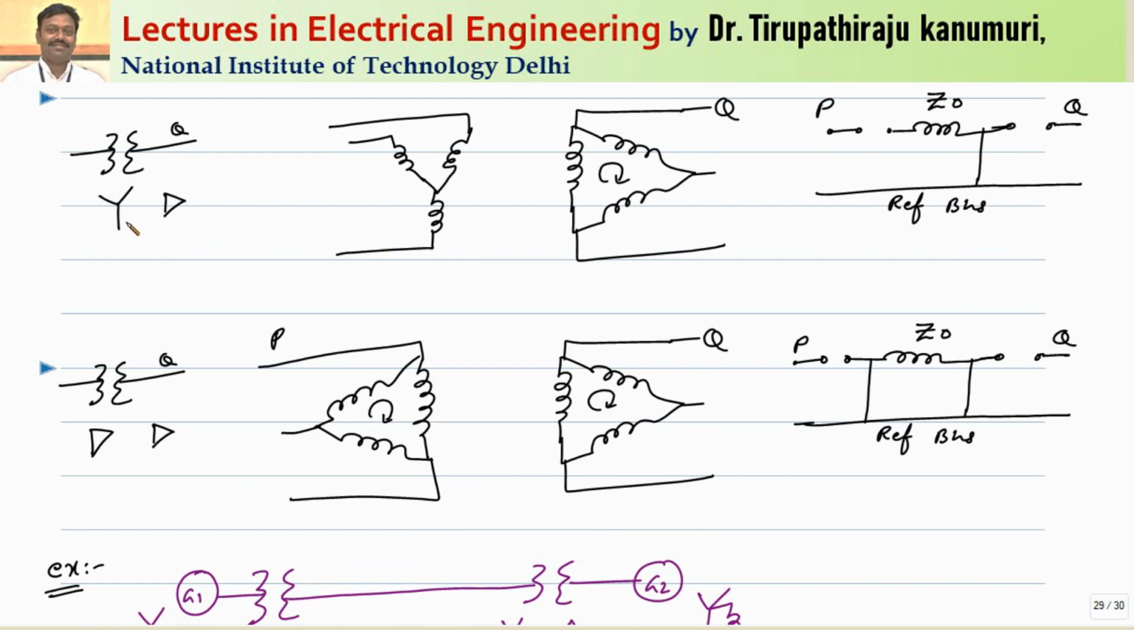So now I am taking the case of star by delta. Star neutral is not grounded. So automatically this Zn is equal to infinite. So that's why this will be open circuited here. Secondary side is delta connected. So the shunt switch is closed and the series switch is opened.